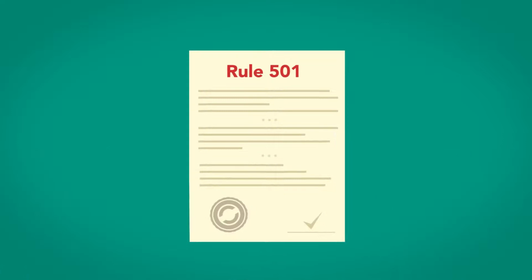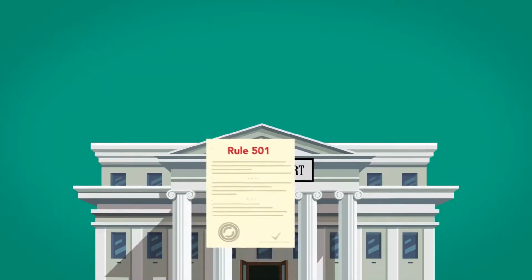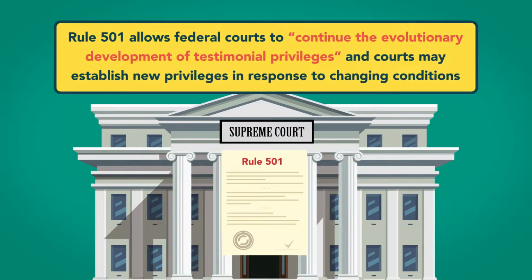Under Rule 501, the common law establishes recognized privileges, and the federal courts will interpret these privileges in light of reason and experience. Furthering this flexibility, the Supreme Court has stated that Rule 501 allows federal courts to continue the evolutionary development of testimonial privileges, and courts may establish new privileges in response to changing conditions.